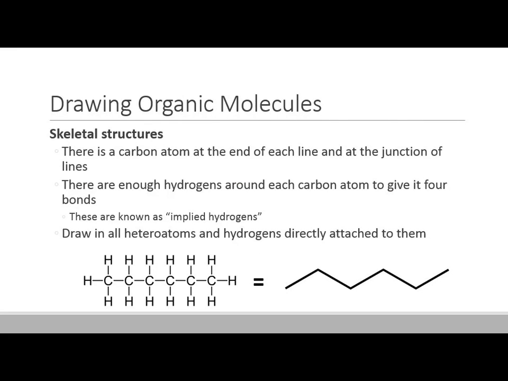The next method for drawing molecules, and to make it even simpler, is to draw what's known as a skeletal structure. So this really is kind of just the backbone of the molecule itself. And this is how it's going to work. If you look down here at the bottom, anytime you have the endpoint of a line or the connection between two lines, that represents a carbon. So that means I have a carbon here, a carbon here, a carbon here, a carbon here.